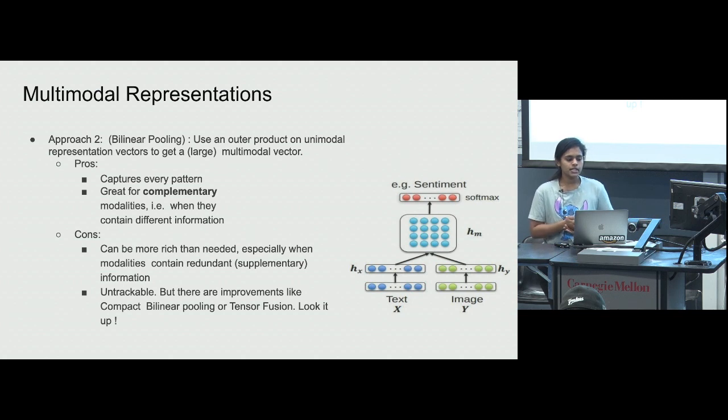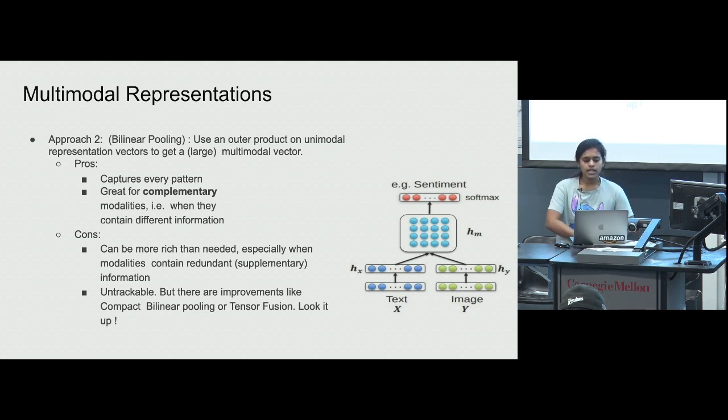The pros of this particular representation is that it captures every pattern, because you're just taking every element and multiplying it with every other element in the other modality. And it is very good for complementary modalities, because if you want to look at the relationships between these modalities, it sort of captures that. And when they contain different kinds of information, all of that is captured.